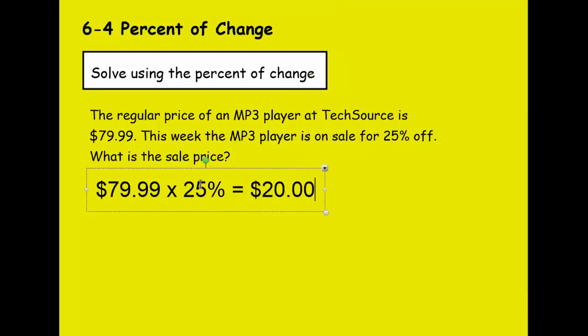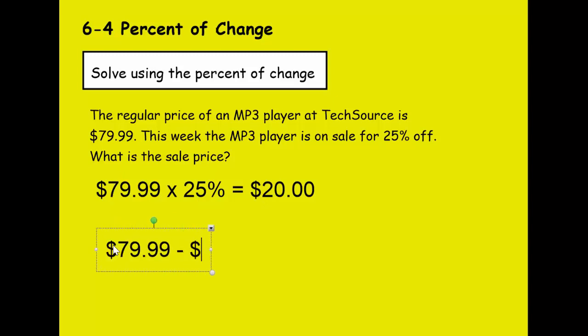So 25% of $79.99 is $20. That's how much it's on sale. It's 25% off. That means $20 is going to go off the price. So then we just need to subtract 20 from $79.99. And that one is a problem we can probably do in our head because we just take 20 from 70. That's going to equal $59.99.